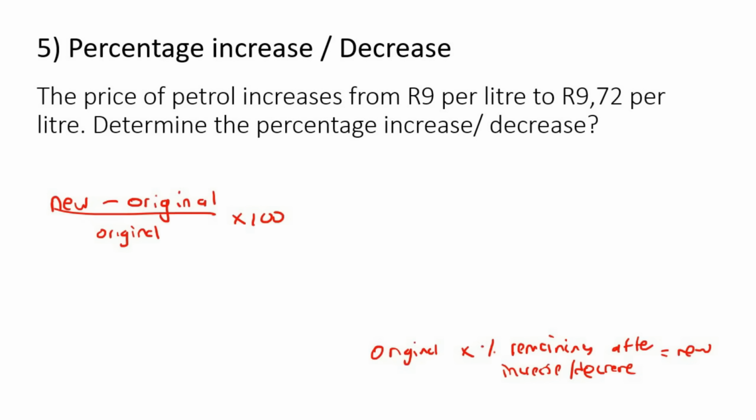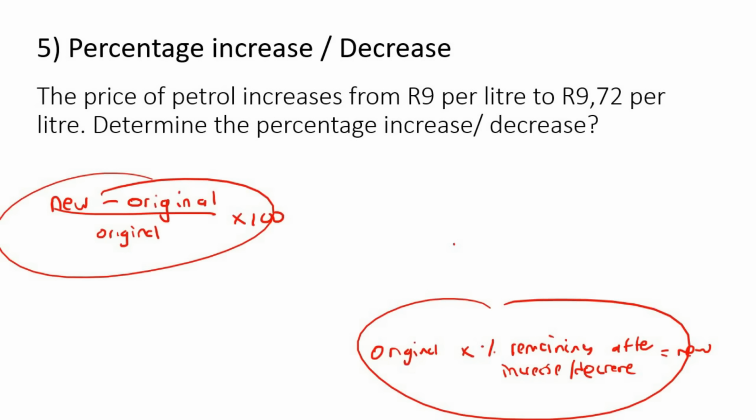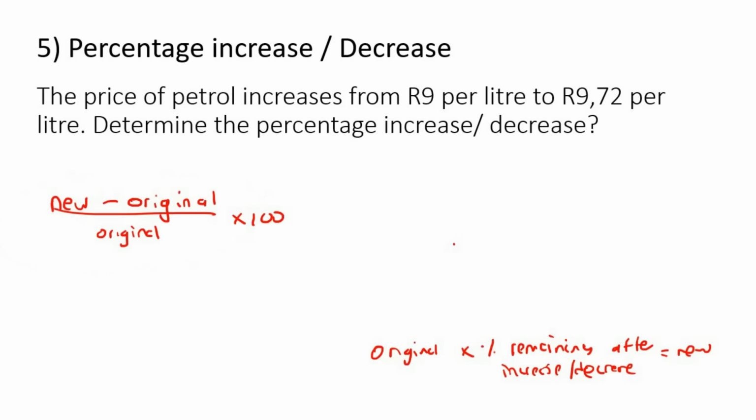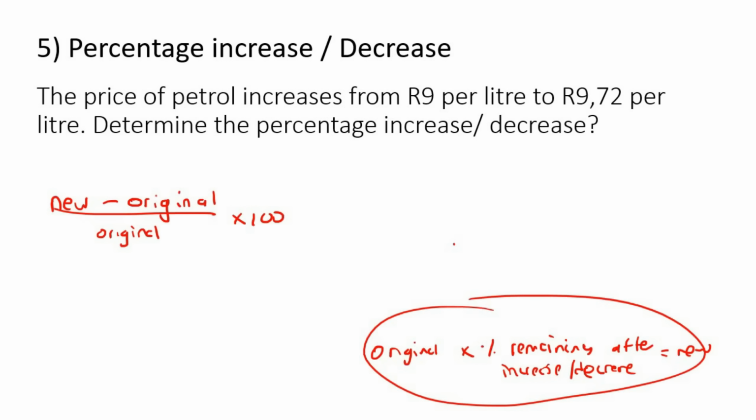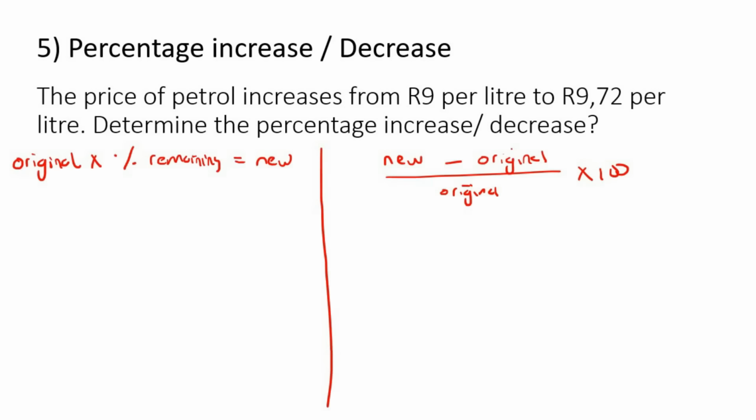I'll tell you what. I'll show you how to use this formula and this formula for these next examples. I think we've got 1, 2, and 3 examples. Okay, so I'll show you how to use both. And yep, let's just see how it goes. I like the fact that this one works for all of them, but with this one, you're just going to have to be careful. But I'll show you both. Okay, so they tell us that the price of petrol increases from 9 Rand to 9 Rand 72.